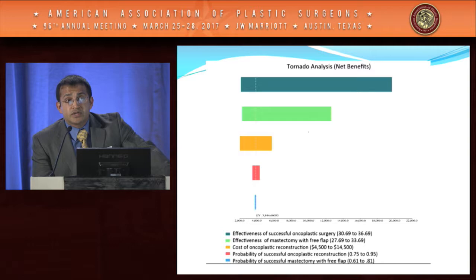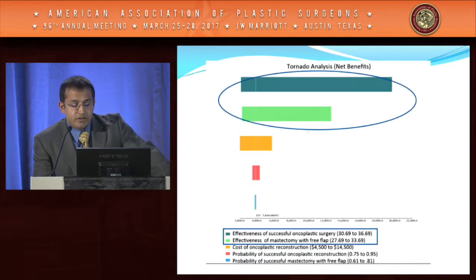there would be variation in clinical practice in addition to what's reported in the literature. And so we found that of all the variables studied in our decision tree analysis, the clinical effectiveness parameters and variables had the biggest impact in our results. And this can be seen by the tornado plot here.